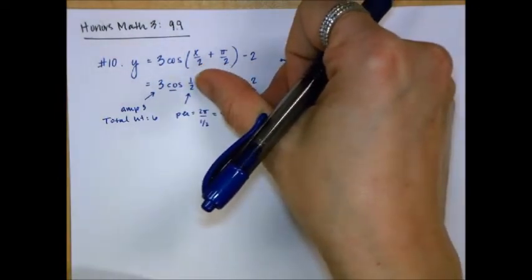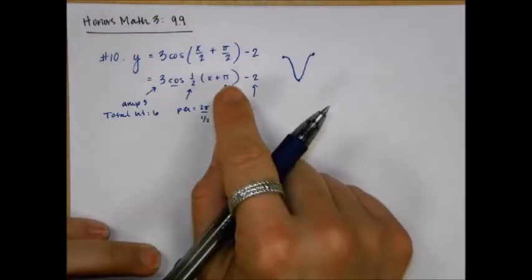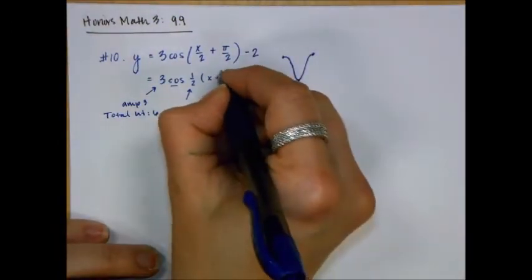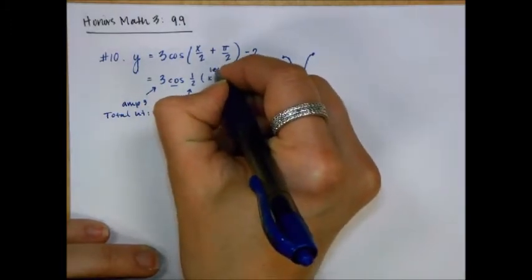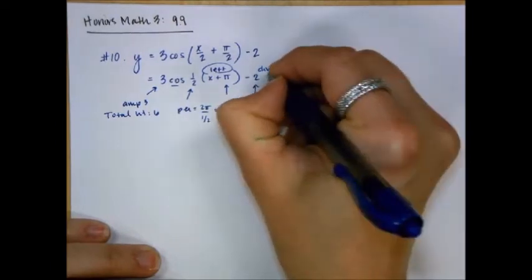Pi is the translation to the left, and then 2 units down. All right, so we're going to start building our graph here.